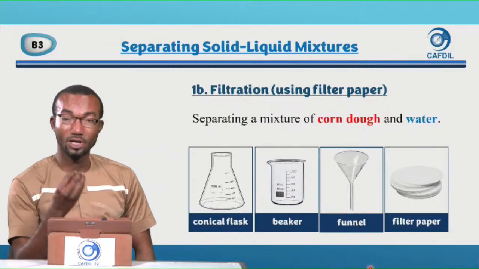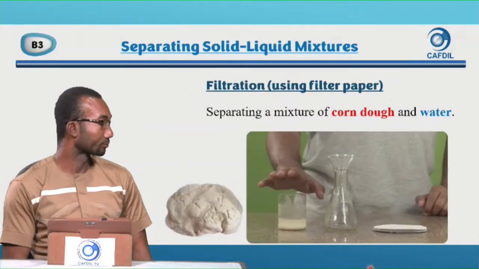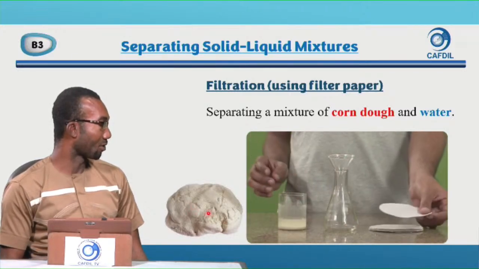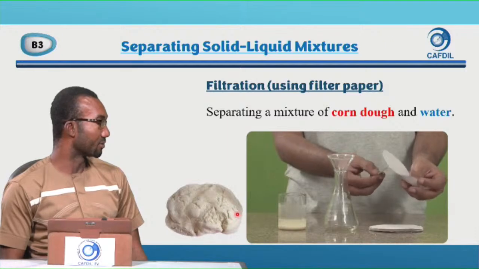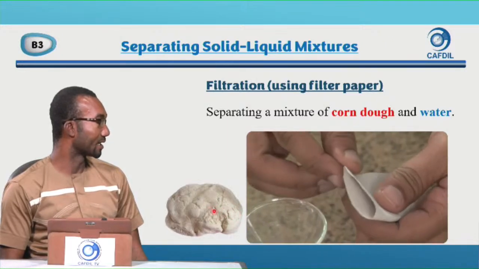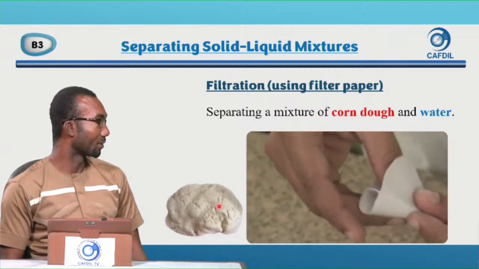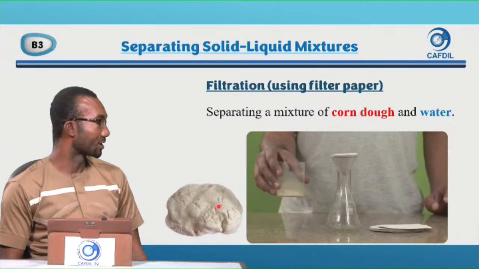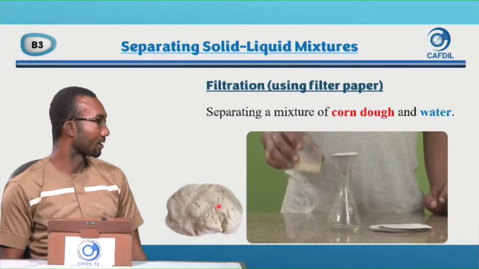This is corn dough and then water. So this is a mixture of corn dough and water, and this is what we call corn dough. We get it from maize. We use it to prepare banku, porridge, kenke. So we are going to separate a mixture of corn dough and water.